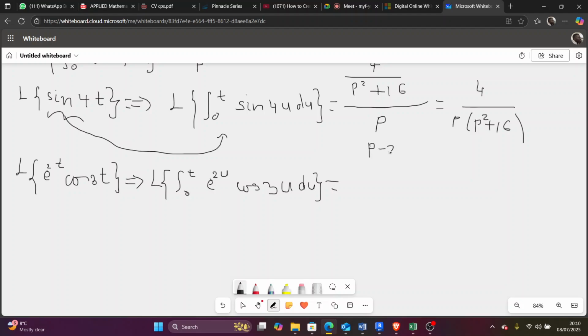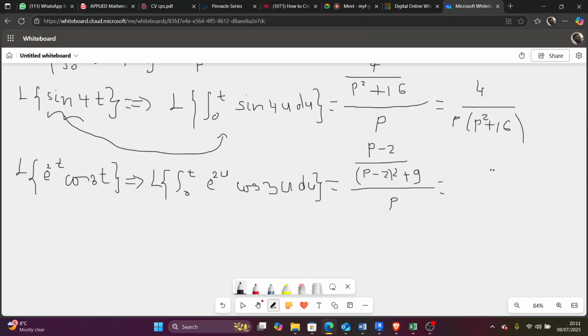P minus 2 over P minus 2 square plus A square. Remember, A is the guy here next to cos. So plus A square will be plus 9. So everything should be divided by P. Now you have solved the problem.